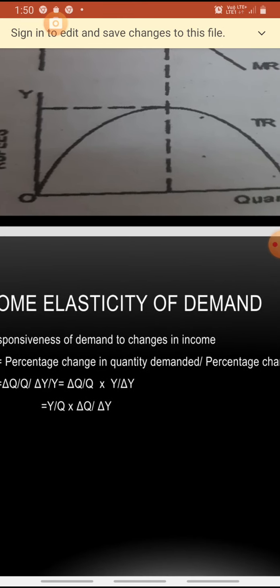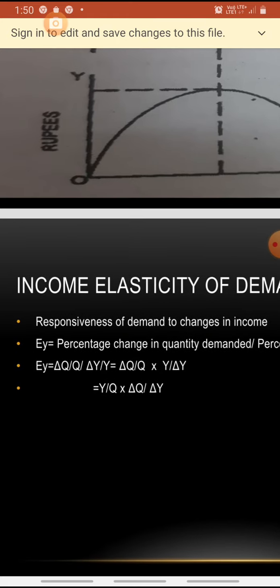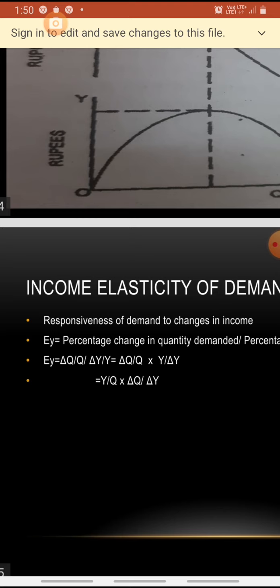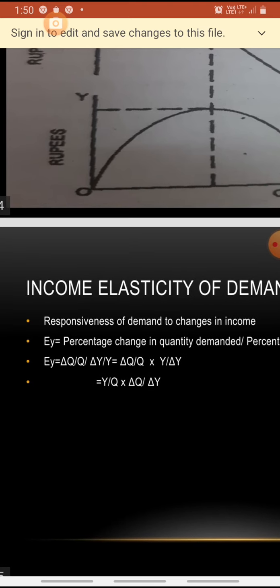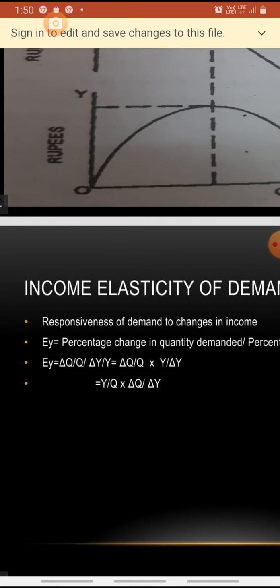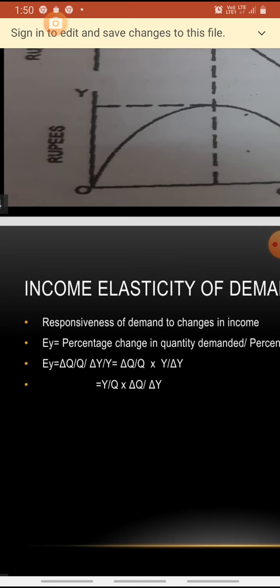Then income elasticity of demand. What is meant by income elasticity of demand? It is the responsiveness of demand to a change in income. Price elasticity means responsiveness of demand to a change in price. Income elasticity means responsiveness of demand to a change in income. So EY is equal to the percentage change in quantity demanded divided by the percentage change in income. So the equation is delta Q by Q divided by delta Y by Y.